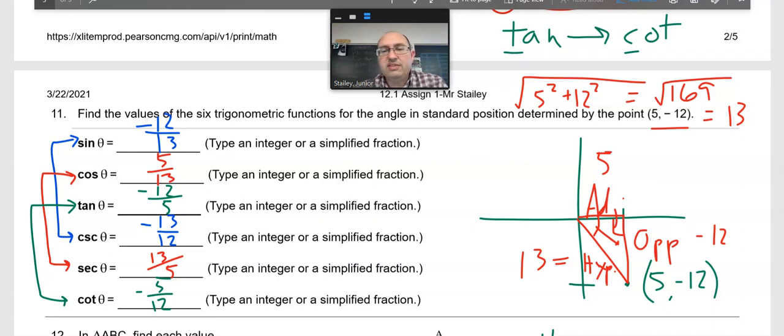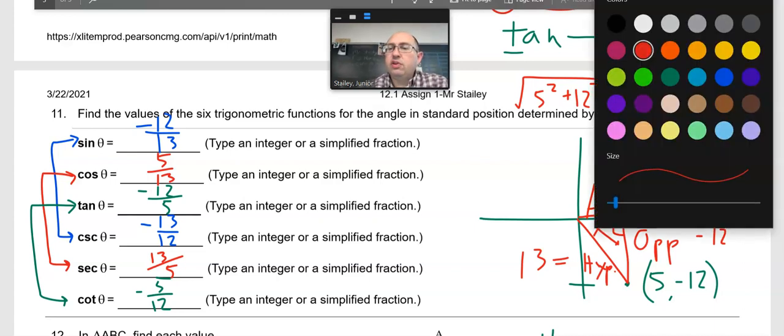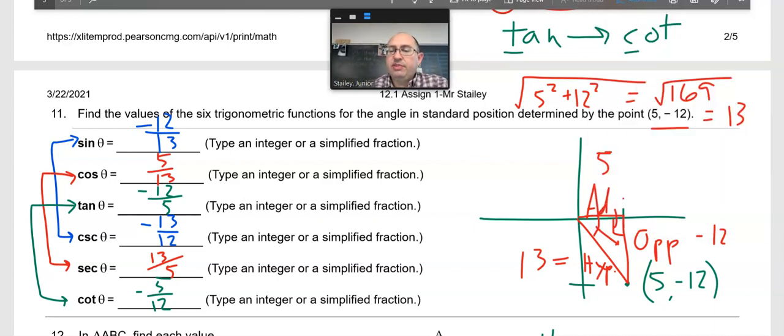Because otherwise you'll mix things up. Now, that being said, they want the sine. Okay, we'll use color blue. The opposite side of that angle is the -12. The hypotenuse is the 13, so -12/13.